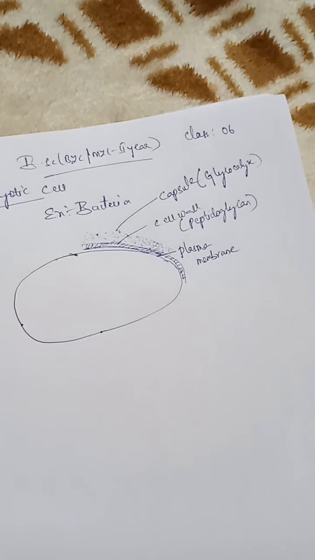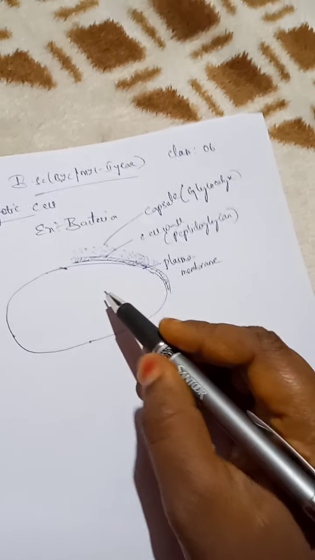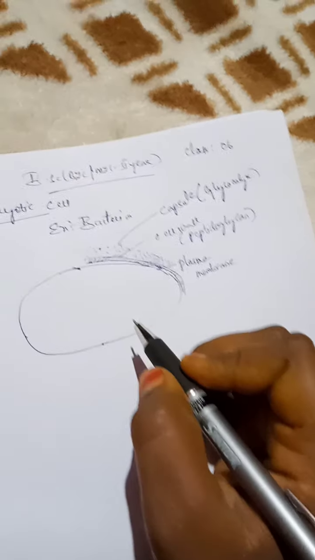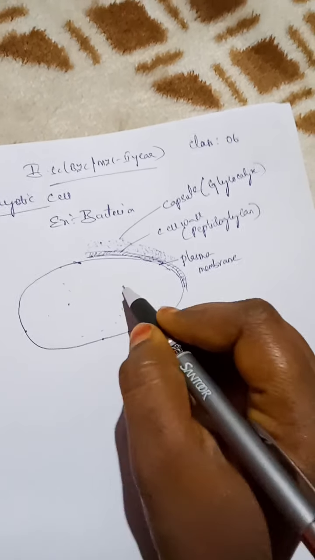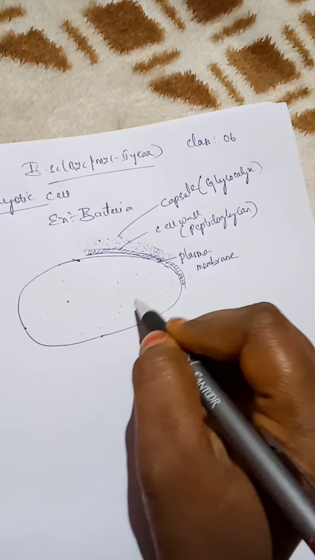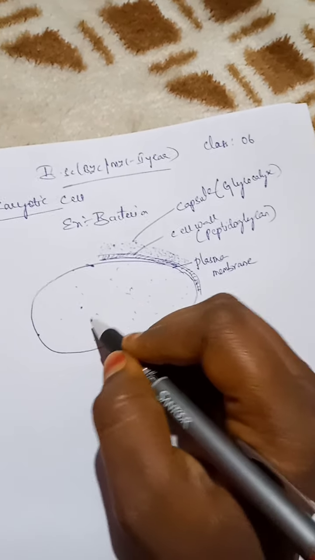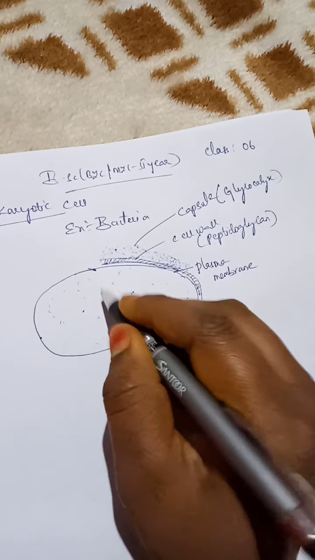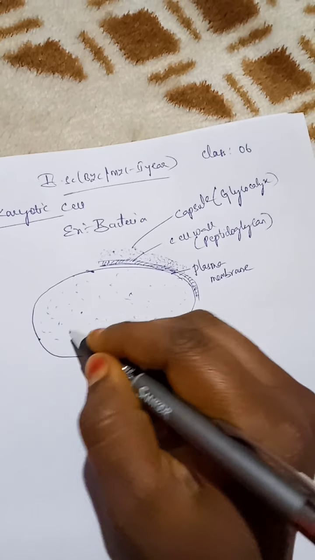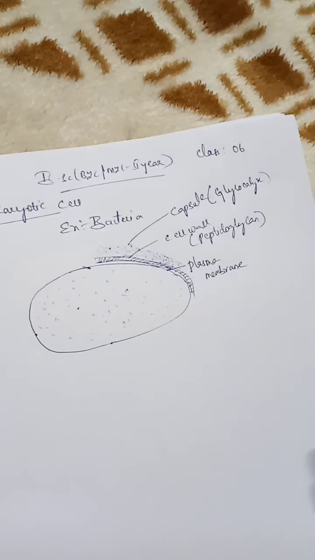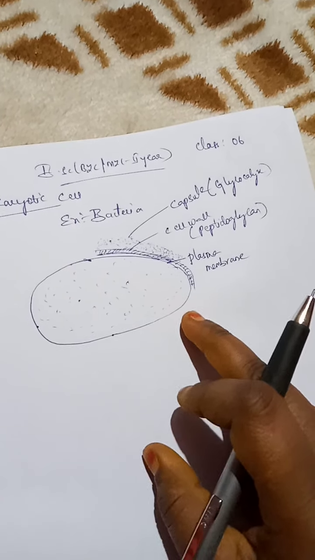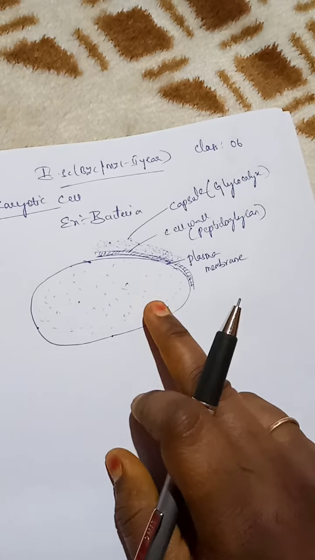Next, we are entering into the inside of the cell. Inside the bacterial cell there is a cytoplasm. We know it is a prokaryotic cell, a unicellular organism: only one single cell, with no nucleus.